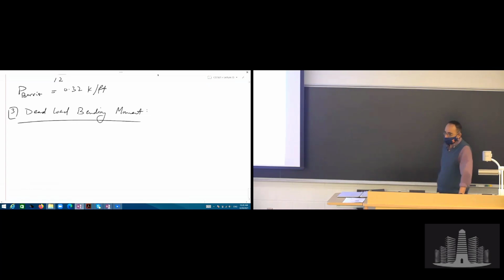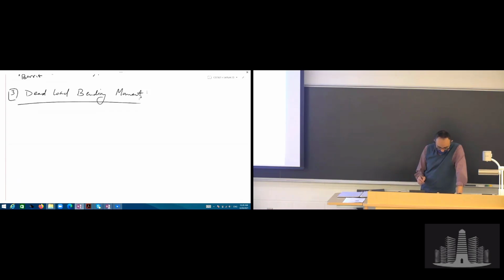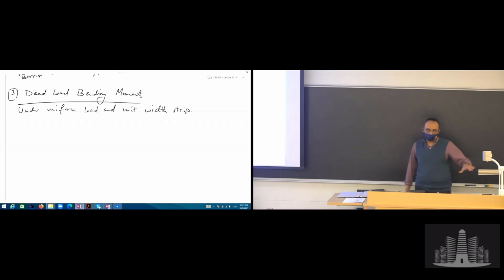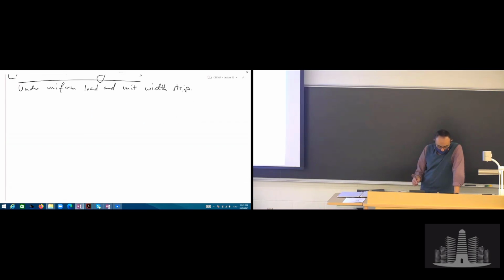Now, if you look at the load combinations, there's of course a term for the dead load and a term for the live load. So you treat each one separately and then you combine them in the load combinations. So let's start with the dead load moments first. I'll just write down here: under uniform load and unit width strip. So we are doing this calculation assuming uniform load and unit width of the bridge. So everything is going to be per linear foot.